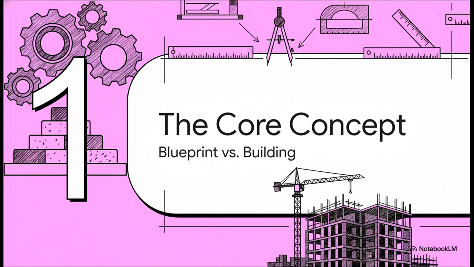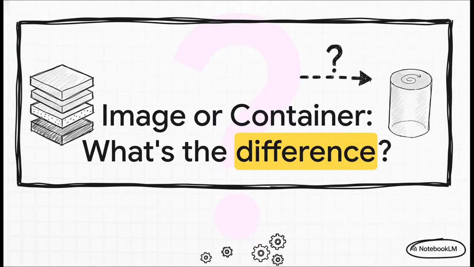All right, first up, the core concept. Look, before we even think about writing code, we've got to get this one thing straight. It's all about the blueprint versus the actual building. This is the question that trips up everyone when they're starting out. Image, container, are they the same thing? Can you just use the words interchangeably? Well, not really. And getting this right is kind of the key to everything else.